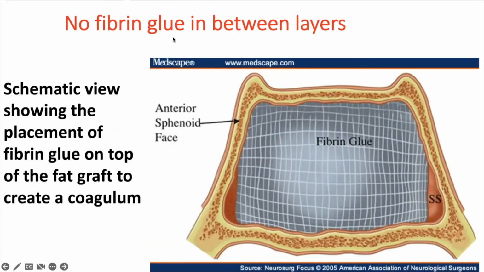Fibrin glue, when you use it, should not be put in between the layers. When you are going for multi-layer closure, do not put one layer and then glue and another layer and glue. You can put a little bit of glue at the margin of those layers, but not in between the two layers. It has been seen in studies that glue in between the layers prevents fibrosis, and ultimate healing by fibrosis is required.